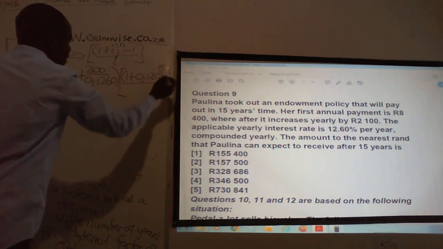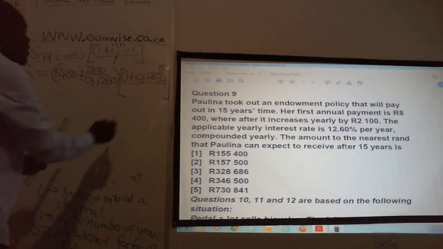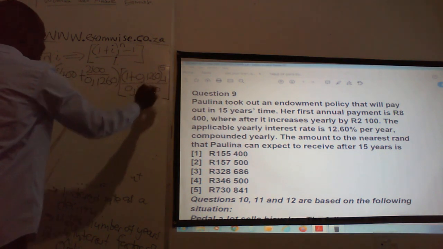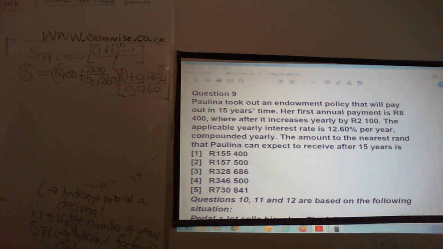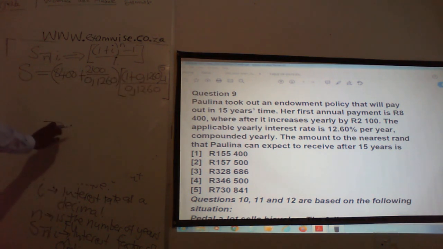Then we say divided by our I here, which is 0.1260. Then after that, on our formula, we were saying minus. So this is the first part of the formula. Then we are saying minus, if you still remember, Qn over I. So from this one, we need to subtract Qn over I.